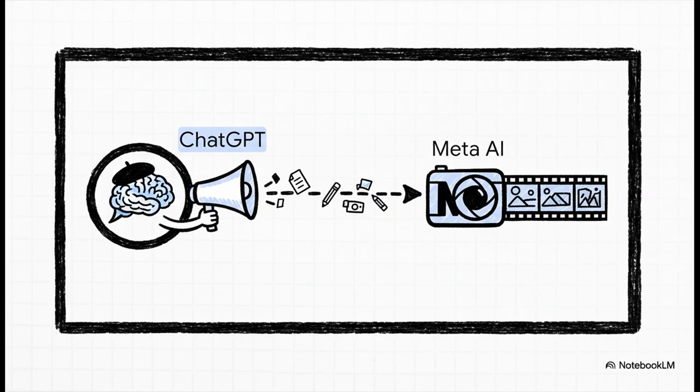Instead of us trying to dream up visual descriptions from scratch, we're actually going to have one AI tell another AI what to do. Think of it like this. We're using ChatGPT to act as our art director to write the prompts, and then we're going to feed those prompts into Meta AI to actually create the video clips.